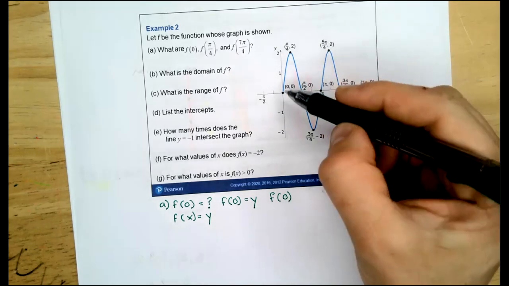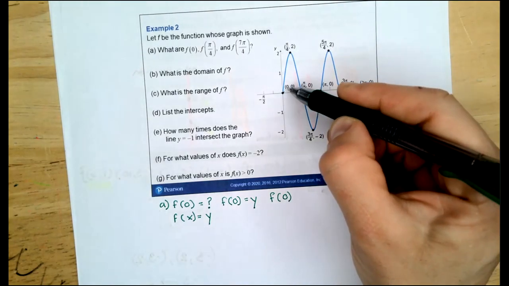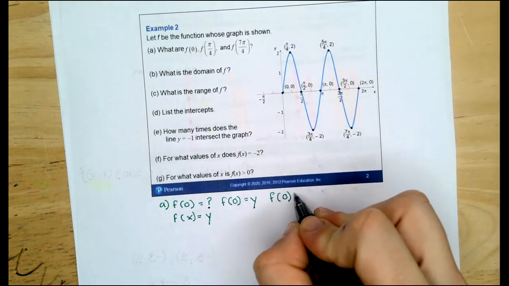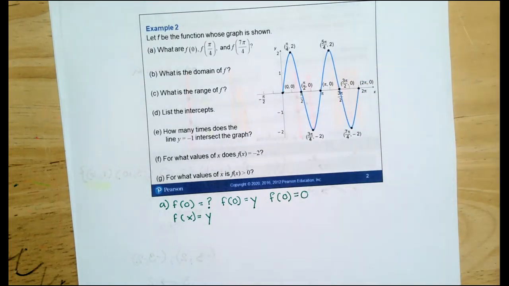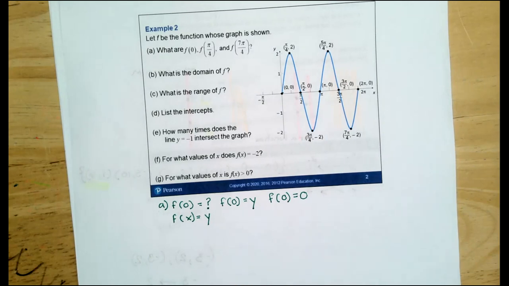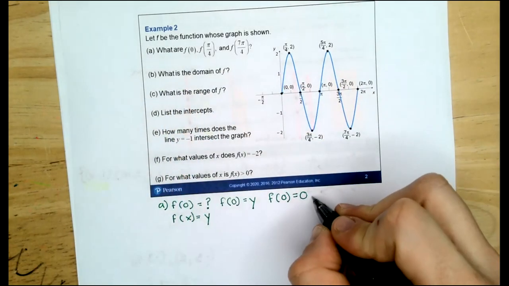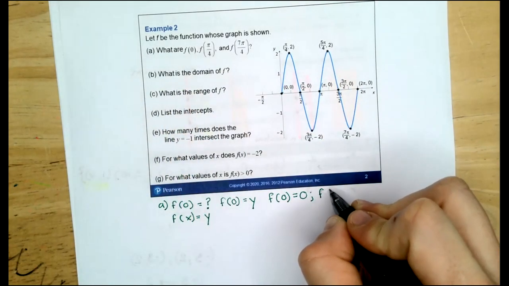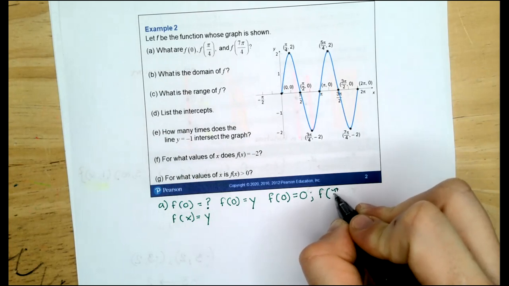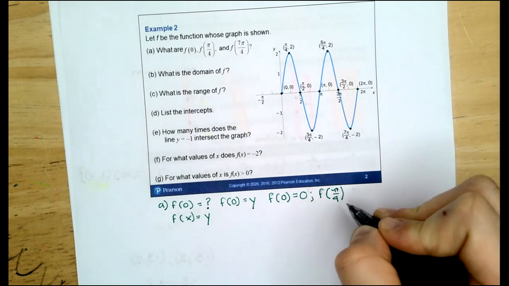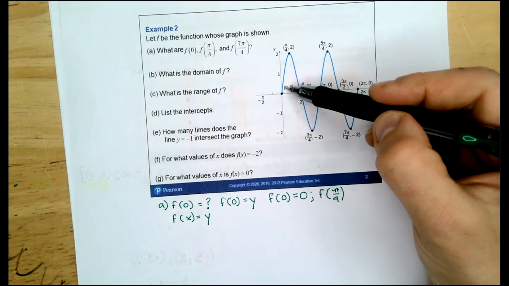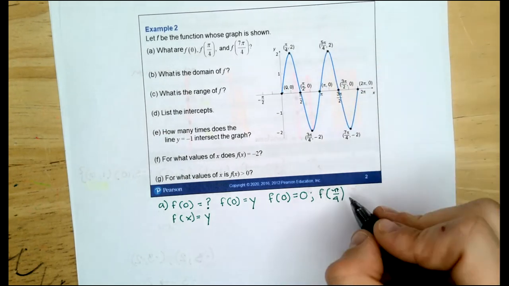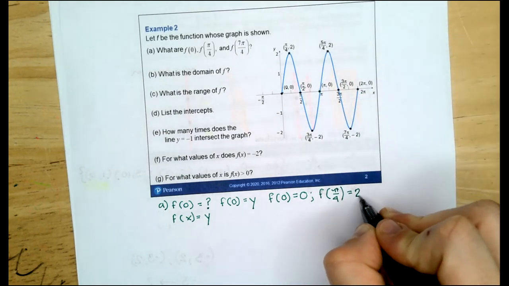When x is 0 on this graph, it's this point. When x is 0, y is 0. So we just say f of 0 is 0. So that's our first one. Then we have what is f of pi over 4. So now you just want to find the x value pi over 4. When x is pi over 4, y is 2.